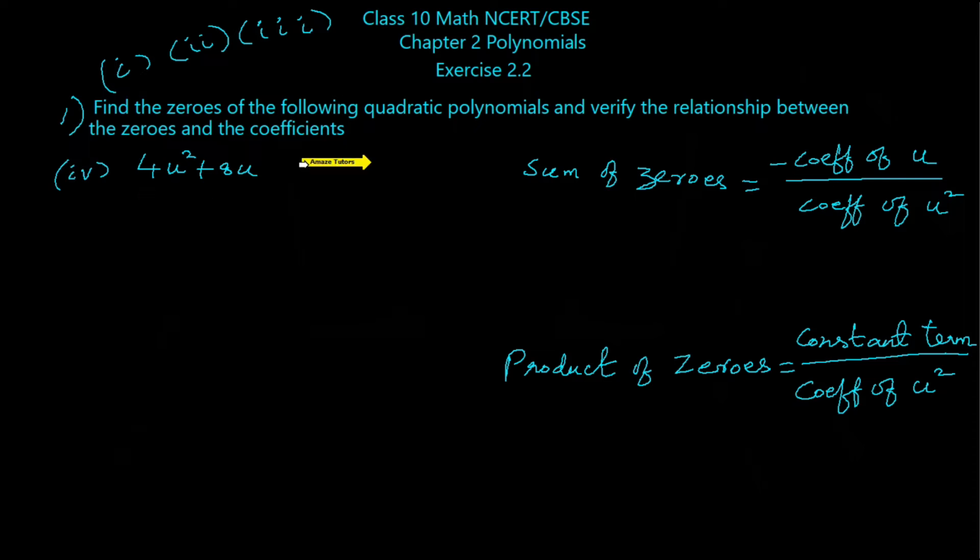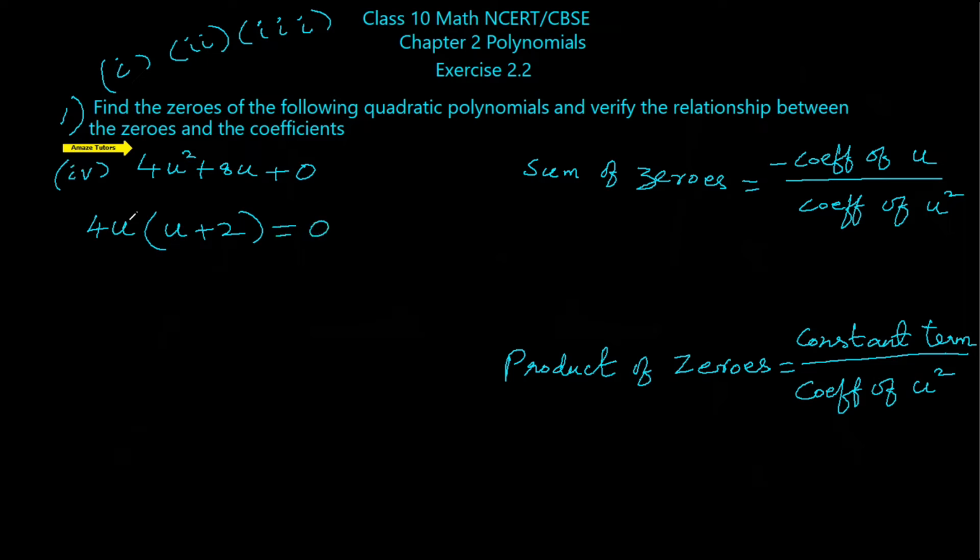4u squared plus 8u. So what we will do, we will try to factorize the given quadratic polynomial. There is no constant term, right? So in this type of question, you cannot use the other method, but instead you can try to factorize the given two terms. Take out the highest common factor. What is the highest common factor? 4u, and write the remaining terms, u plus 2.